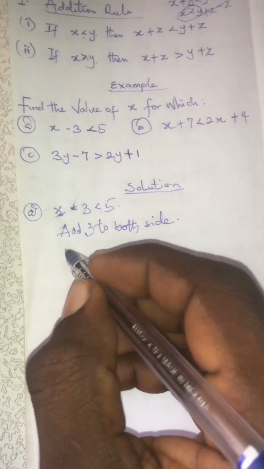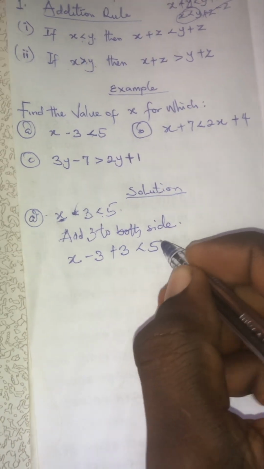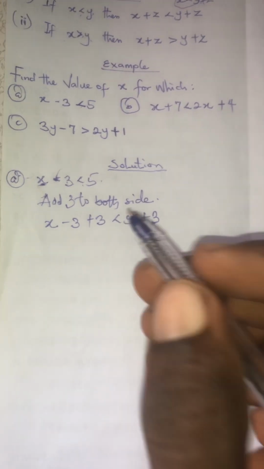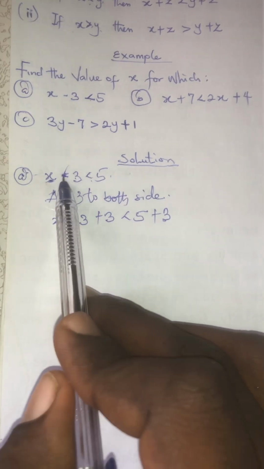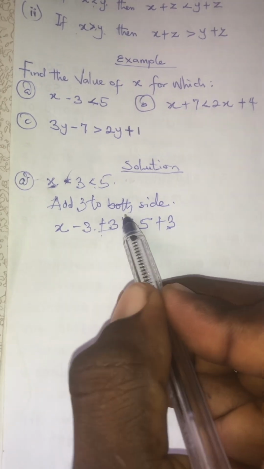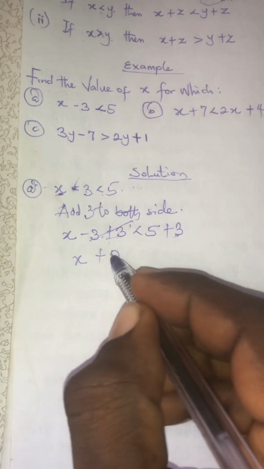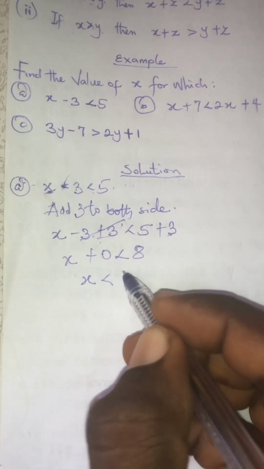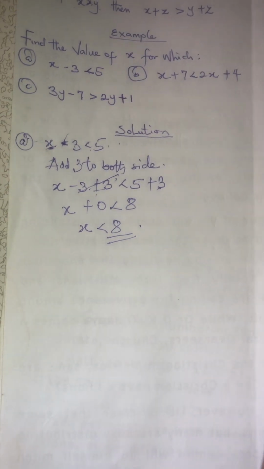So when we add 3 to both sides, you have x minus 3 plus 3 less than 5 plus 3. Are you seeing it now? You are adding 3 to both sides, 3 here and 3 here. So x minus 3 plus 3 will give you 0. So you have x plus 0 less than 5 plus 3, 8. So x plus 0, we have x less than 8. That is what it means here. Very simple activity. Are you getting it now?